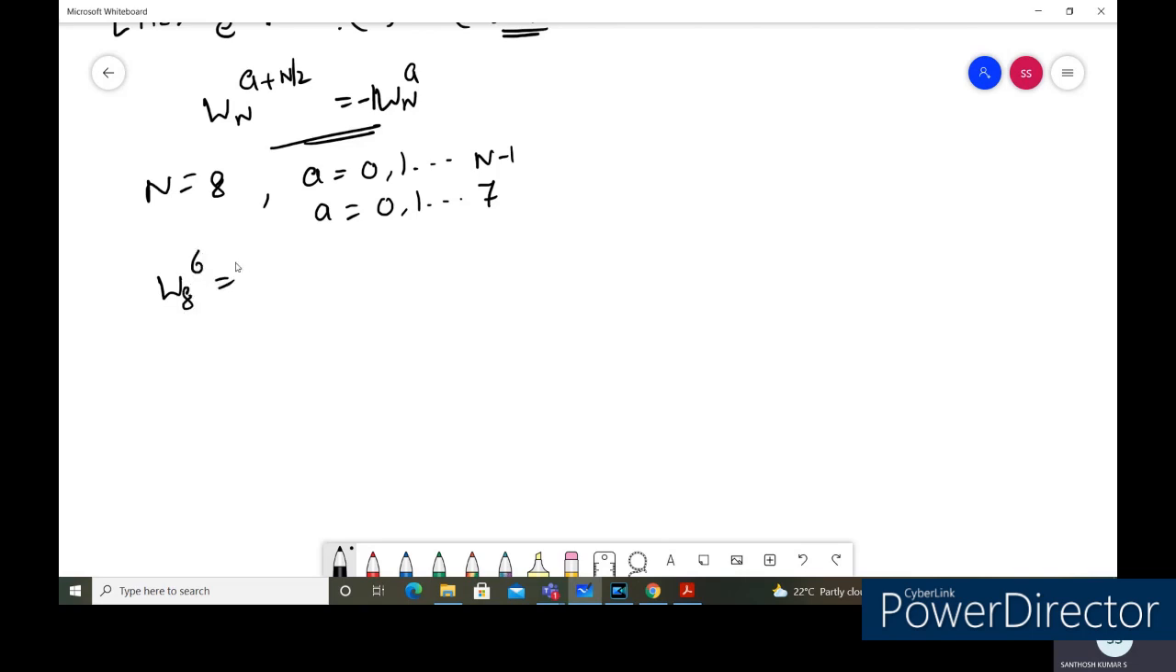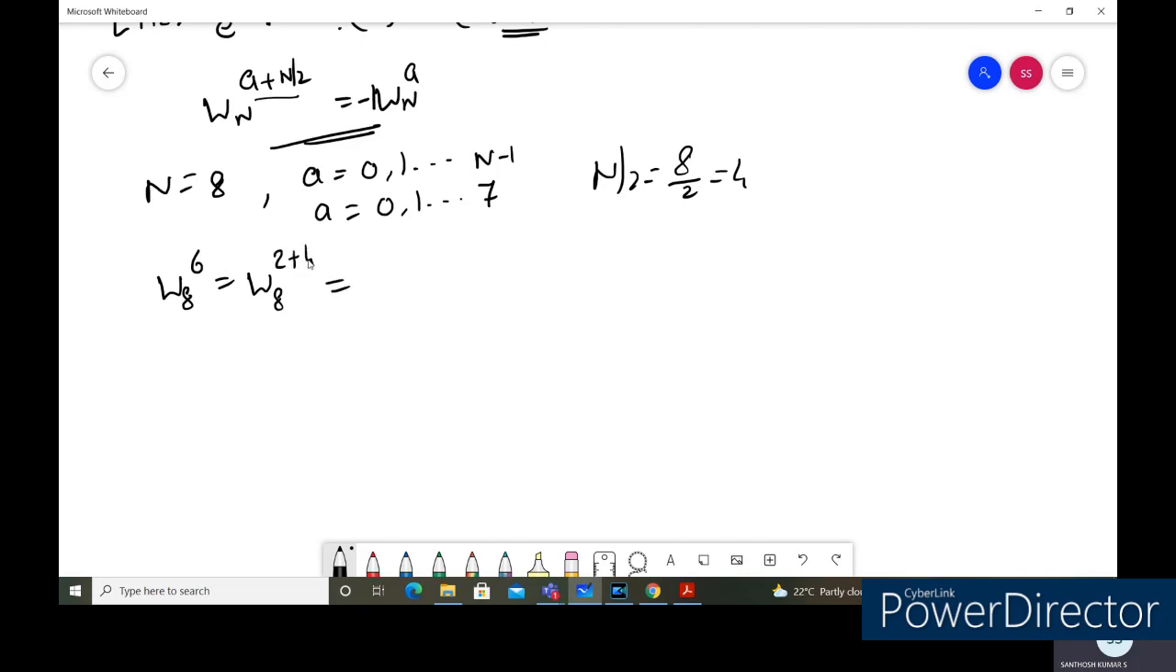So by using this property, we can express it like this. Here the value of n by 2 is 8 by 2, so it is equal to 4. So I can express omega 8 to the power of 6 as omega 8 to the power of 2 plus n by 2, that is, 2 plus 4.